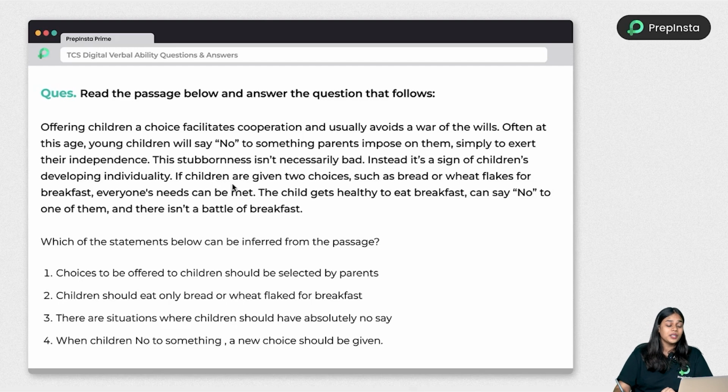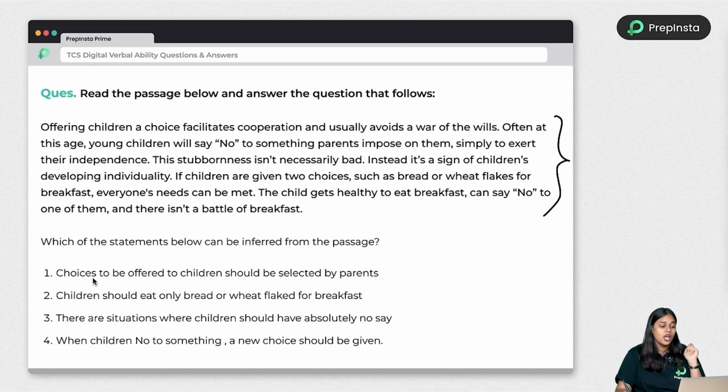Let's see. Read the passage below and answer the question that follows. Offering children a choice facilitates cooperation and usually avoids a war of the wills. Often at this age, young children will say no to something parents impose on them simply to exert their independence. This stubbornness isn't necessarily bad. Instead, it's a sign of children's developing individuality. If children are given two choices such as bread or wheat flakes for breakfast, everyone's need can be met. The child gets healthy food to eat for breakfast, can say no to one of them, and there isn't a battle of breakfast. Alright, so it's a very cute little passage talking about children and their independence and their individuality.